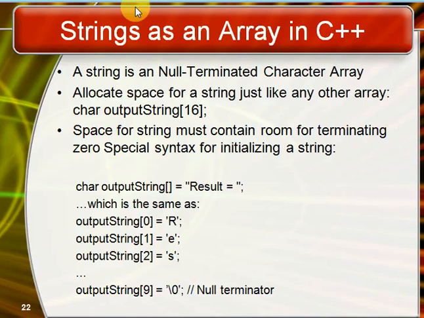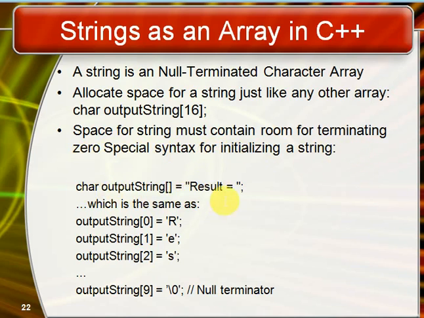Now handling strings as an array in C++. A string is a null terminated character array. Allocate space for a string just like any other array. For example, char output string is the name of the array, 16. It means we are creating a character array having a capacity of 16 elements. Space for a string must contain room for the terminating zero.